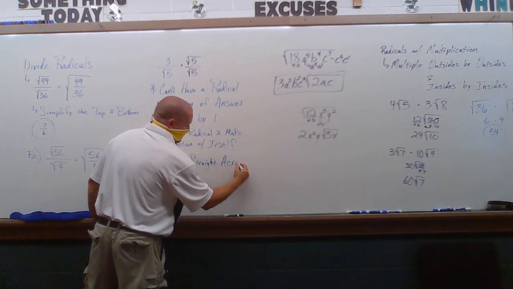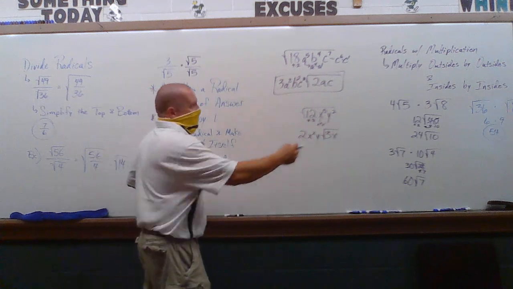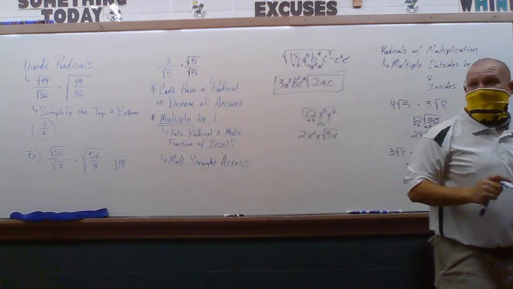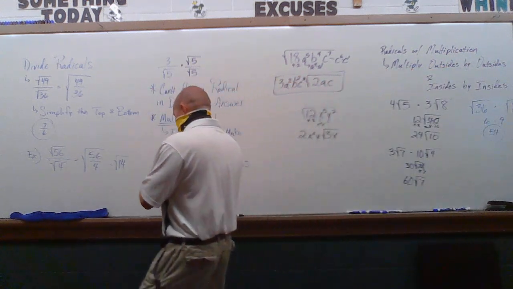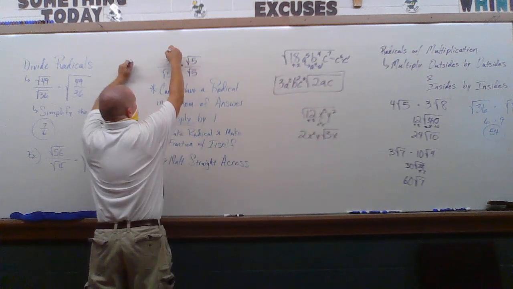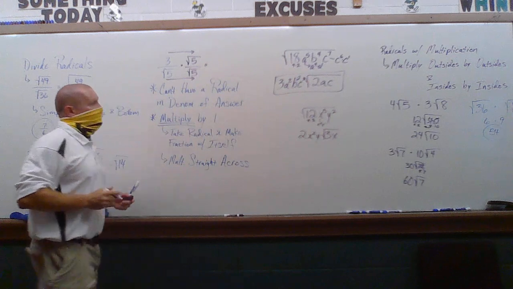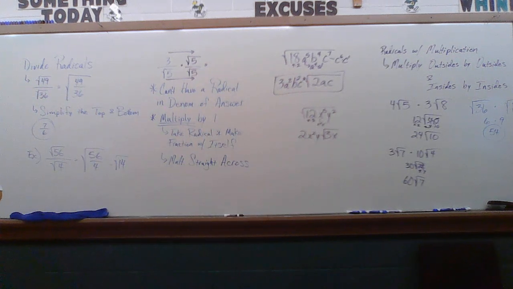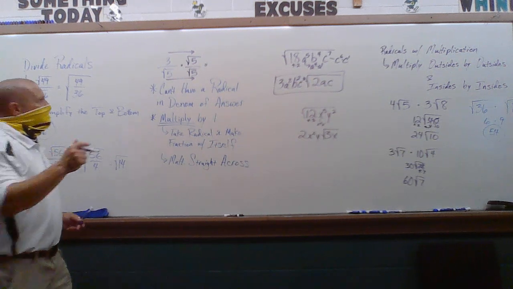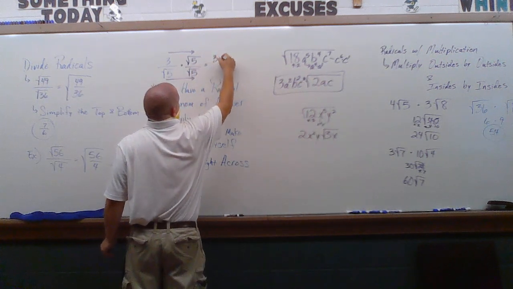Again now, we got to go back to our rule over here. Outsides by outsides, insides by insides. So again, I'm going to come back here and I'm going to multiply straight across the top and the bottom. So on the top, I'd be left with what? Outsides by outsides, insides by insides.